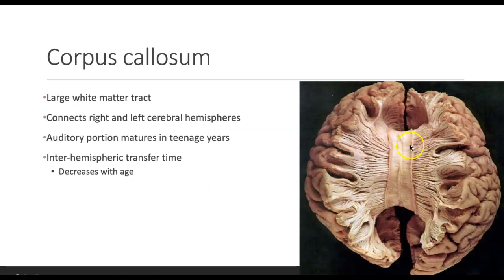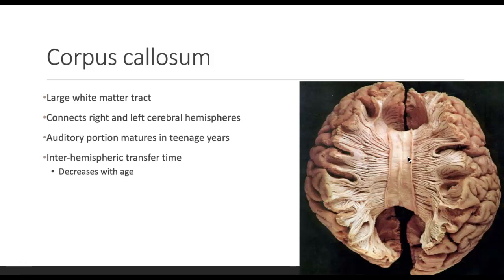So the corpus callosum is a white matter tract that connects right and left hemisphere, has an auditory portion and other sensory portions. There's a concept called the interhemispheric transfer time, or the interhemispheric transfer of auditory information. And basically, the interhemispheric transfer time refers to how long it takes for auditory information to go from one side to the other through the corpus callosum, okay?